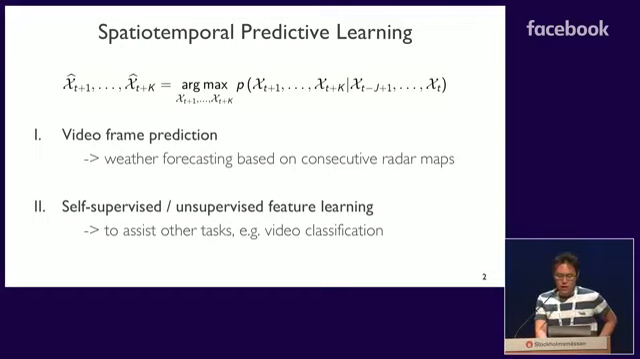Okay, here is the formulation of spatiotemporal predictive learning. Basically, it is a type of sequential data. And I think the value of predictive learning has two aspects. The first one is that we can use predictive learning to do video frame prediction, for example, weather forecasting based on consecutive radar maps. And the second one is that we can use spatiotemporal predictive learning as a self-supervised or unsupervised feature learning method to assist other tasks such as video classification or video captioning, etc.